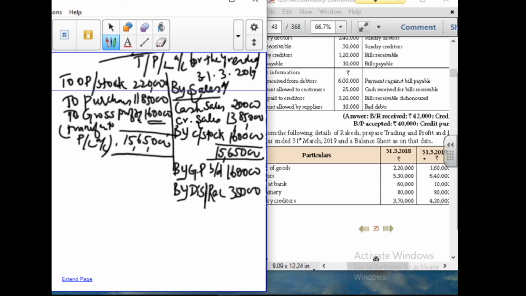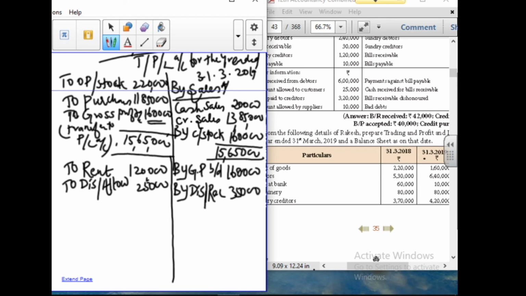And on the debit side, we'll write it as to rent, amounting to 1,20,000. And to discount allowed, we'll write it under the debit side. Discount allowed, it is 25,000.